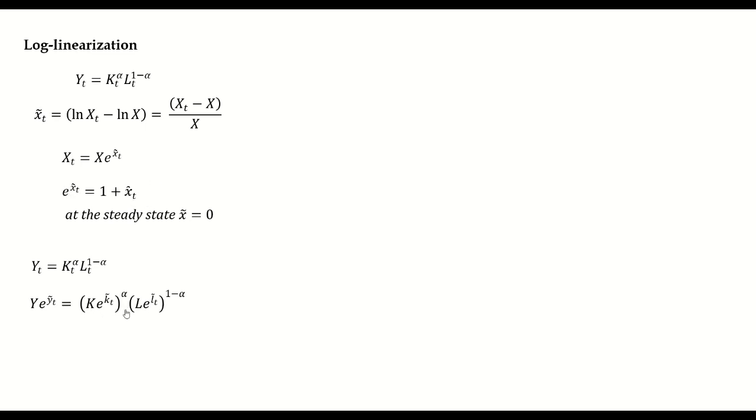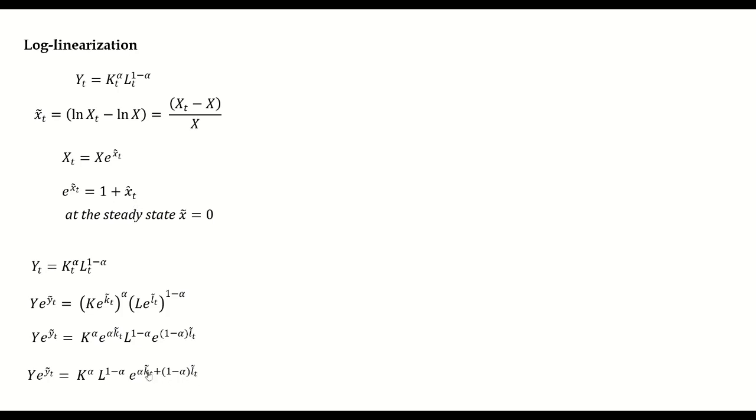So I can separate the exponent terms. I can write k raised to the power alpha, l raised to the power 1 minus alpha, and then this alpha will be multiplied with kt. I can write e raised to the power alpha kt tilde, and then the same would be for this case. The next step is to add up the exponent terms together, and over here we are good to use this shortcut.